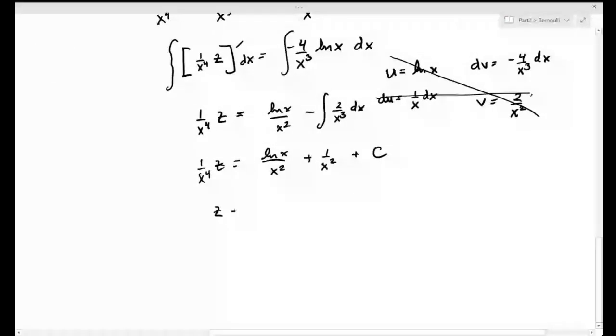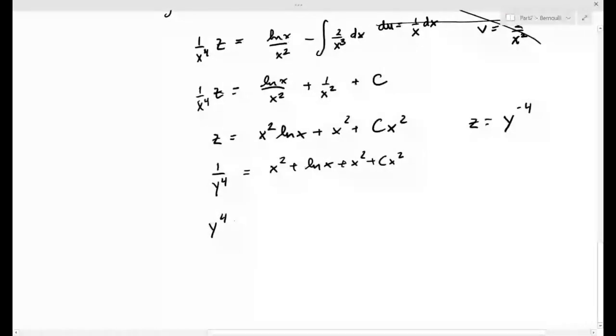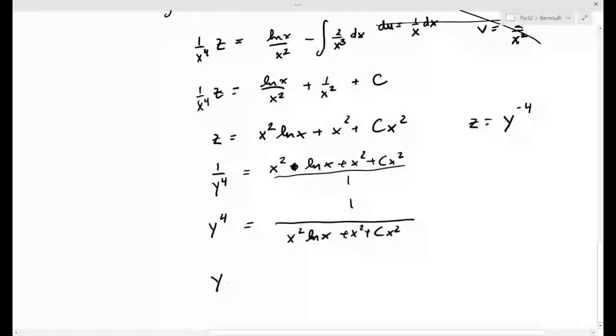That's just to isolate z, well not the last step, sorry, and by multiplying both sides here by x to the 4. Okay, and then don't forget that we're not done because z was really equal to y to the negative 4. So z is 1 over y to the 4. Okay, and finally reciprocate. So I'm just reciprocating both sides, so that expression on the right goes to the denominator. Okay. And then y would be plus or minus the 4th root of all that business. So that's our general solution. Okay.